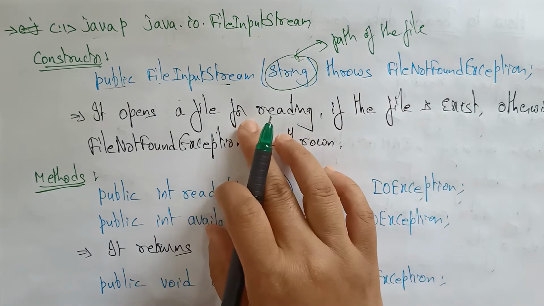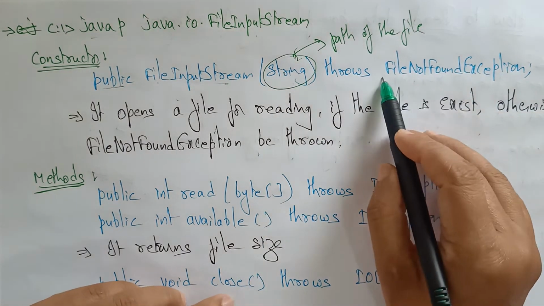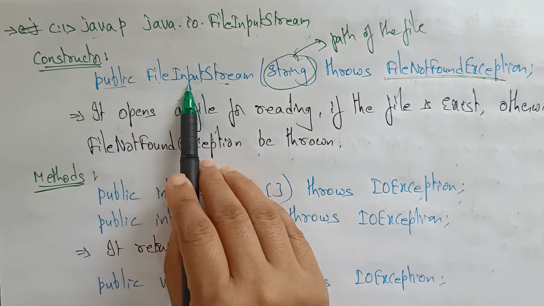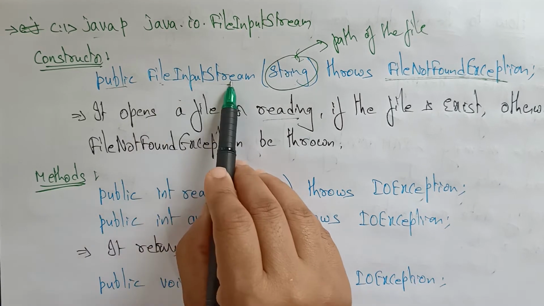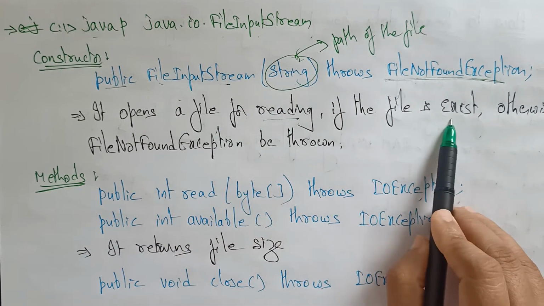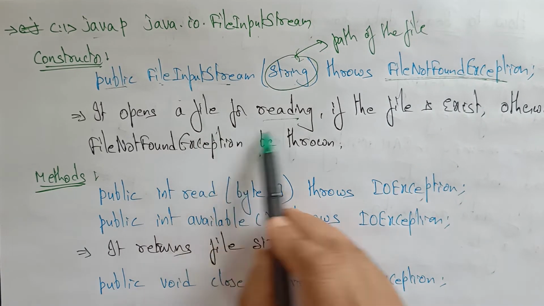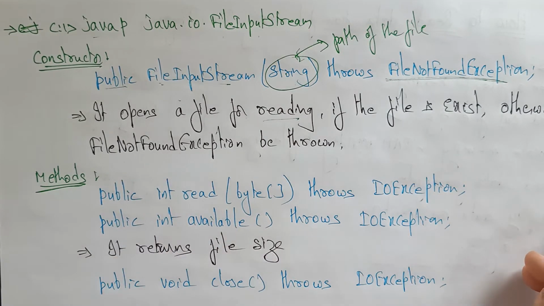If the file is present, then it will read. Suppose whatever path you mentioned, if the file is not there, then it throws FileNotFoundException. This constructor opens a file for reading. The FileInputStream is used to open a file for reading. If the file exists, then only it opens the file for reading. Otherwise, it throws FileNotFoundException.